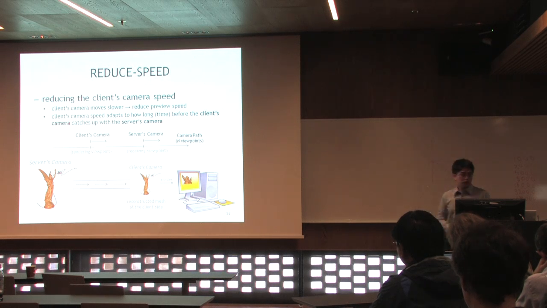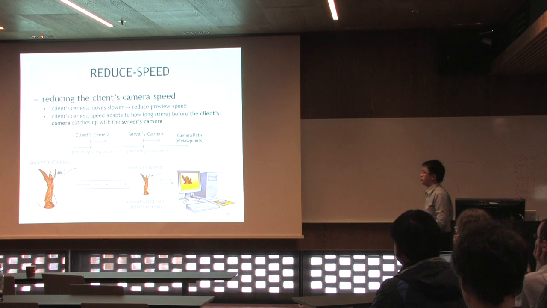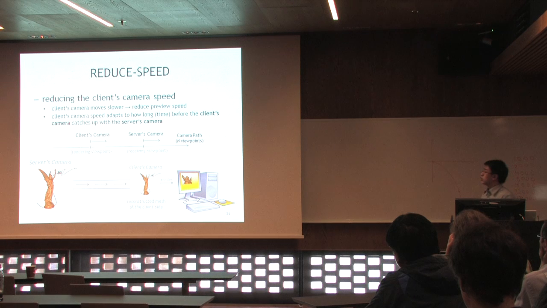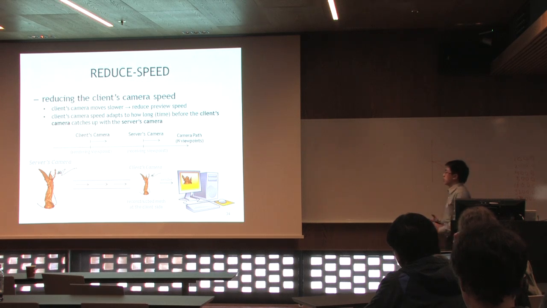Now we propose the third scheme, reduced speed, by slowing down. We're trying to slow down the playback rate by slowing down the client's camera speed. When the client's camera moves slower, it gives the servers more time to transfer data, and then it increases the quality of the mesh. So the advantage of reduced speed is that it has better quality but slower preview speed.